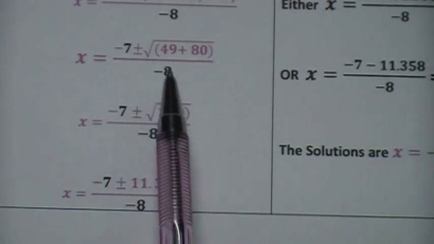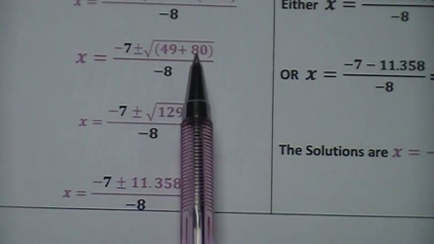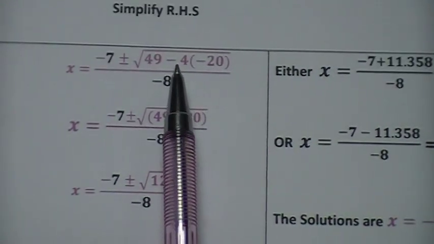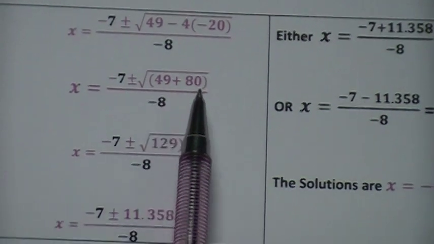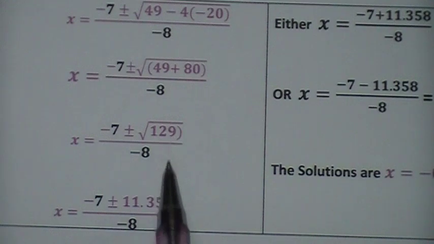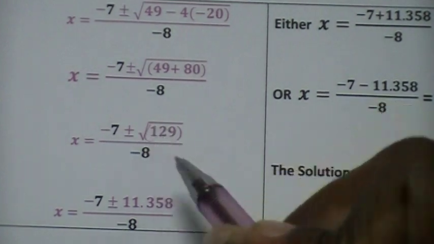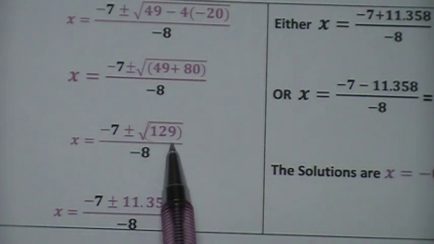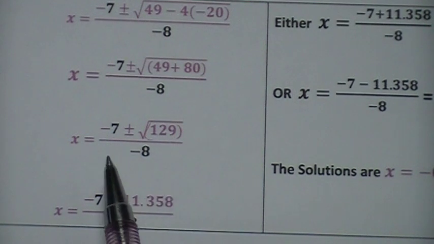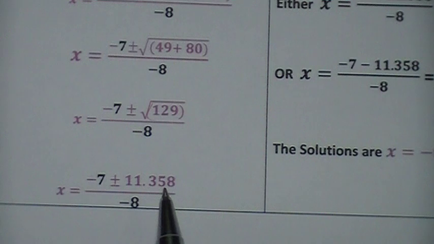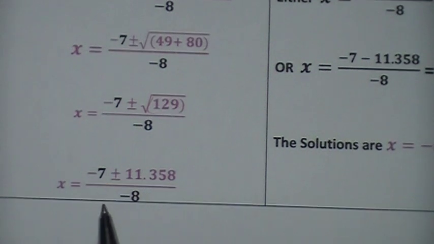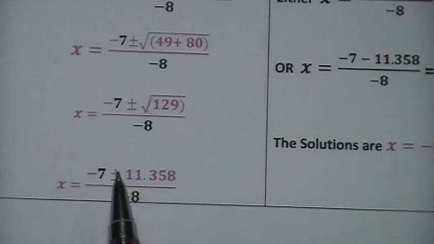Okay, so now 49 plus 80, remember we got 49, negative 4 times negative 20 gives us positive 80. So now we have 49 plus 80 gives us 129. Alright, so we need to find the square root of 129. And the square root of 129 to 3 decimal places is 11.358. We still cannot do anything with negative 7 and the negative 8. Why? Because we have plus or minus.